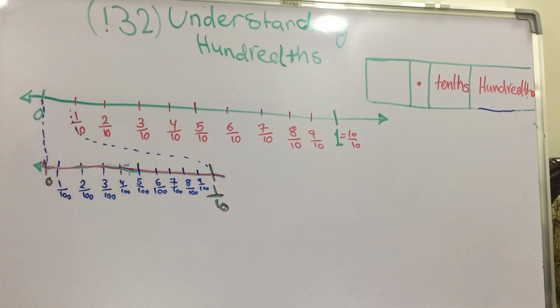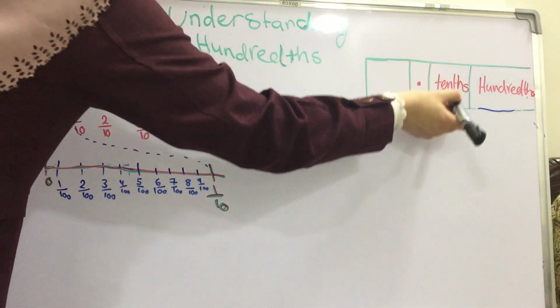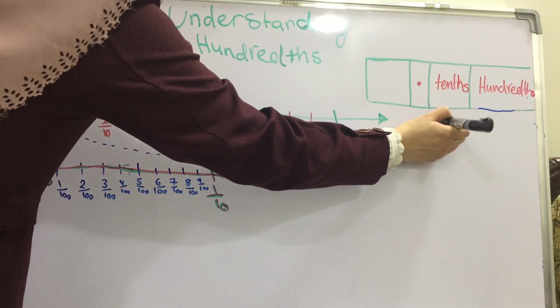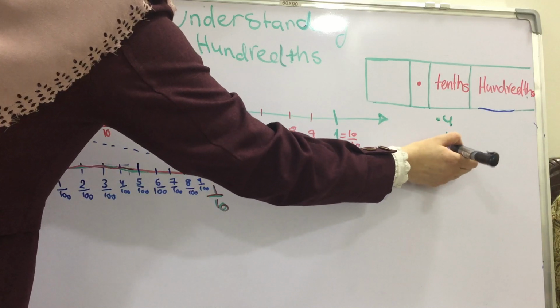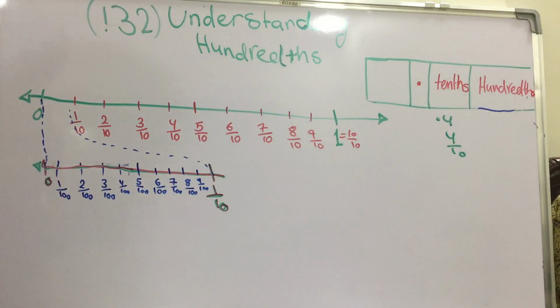We said that we have the tenths place, which is the first place after the dot. If we have any number like 0.4, we write it as 4/10, and if we have 0.5, I write 5/10, and we have many examples on it. Today we are going to talk about a new place, which is the hundredths place.